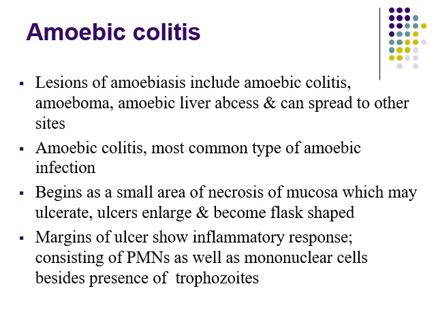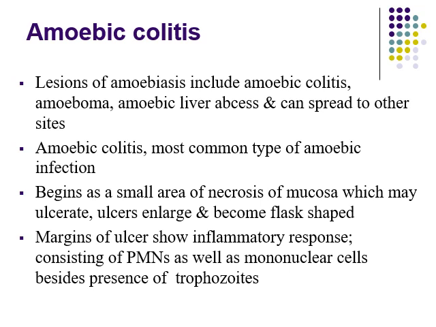So, what are the various presentations of infection by Entamoeba histolytica in human beings? First, the commonest is amoebic colitis, which is the most common type of amoebic infection of the large intestine, and it begins as a small area of necrosis of the mucous membrane, which then ulcerates, and the ulcer enlarges and becomes flask shaped. So this is a classical feature of amoebic colitis.